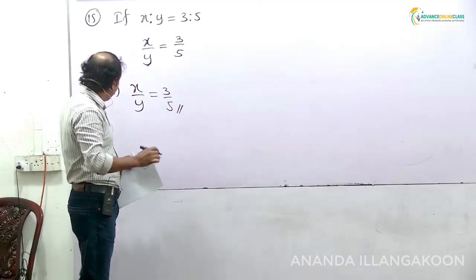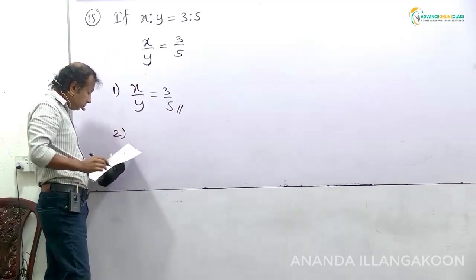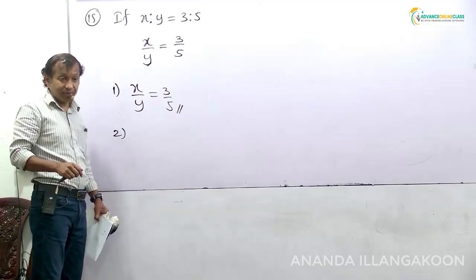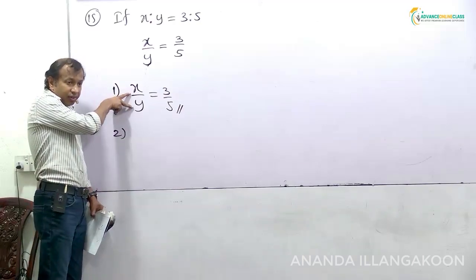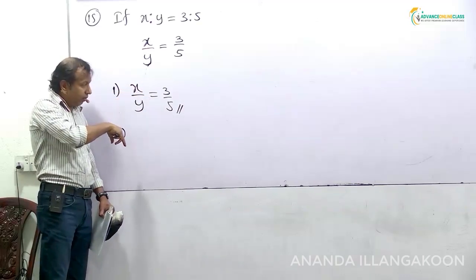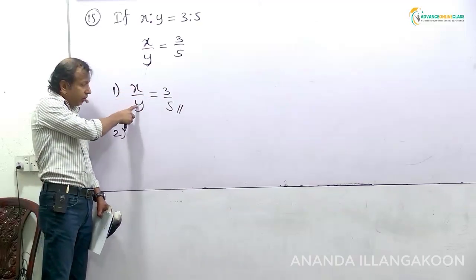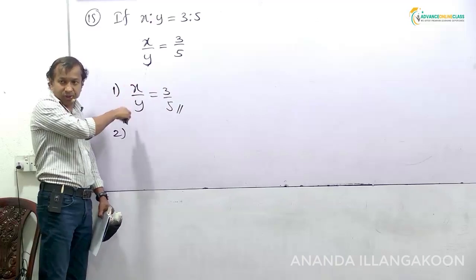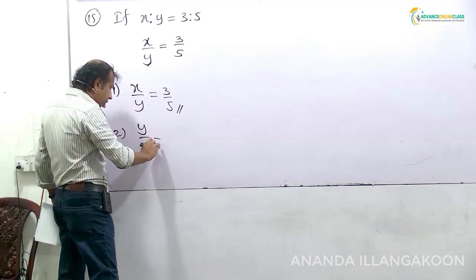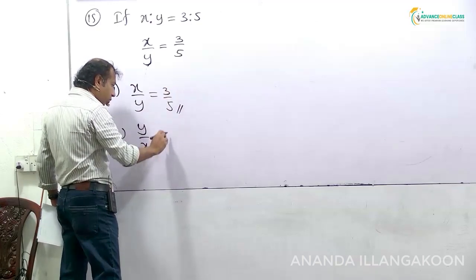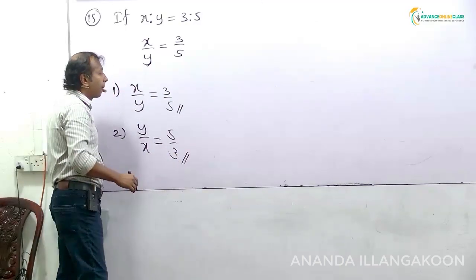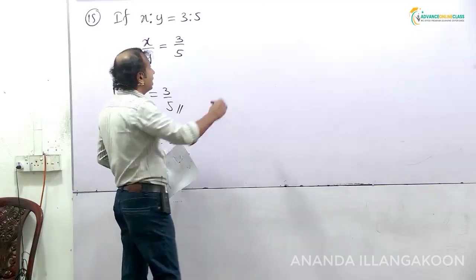Second one asking, people, y upon x. In the question, second part, y upon x. How to obtain this y upon x? Yes. Take the reciprocal of this proportion left and right. What is reciprocal of the left hand side? Y goes to numerator, x comes to denominator. Y over x. Is equal to what, people? 5 goes to numerator, 3 comes to denominator. 5 over 3. All right. Second answer is that.